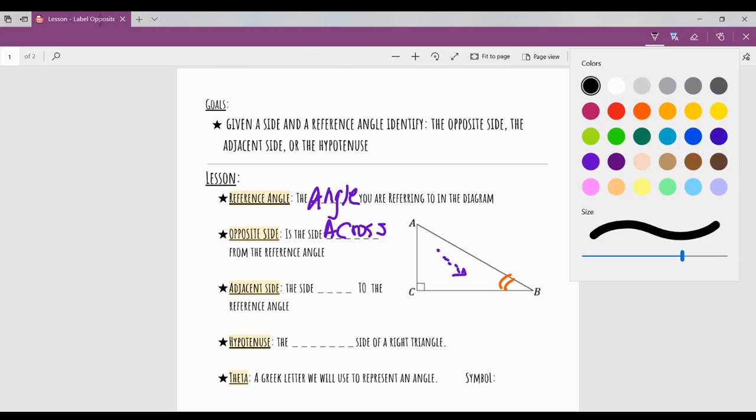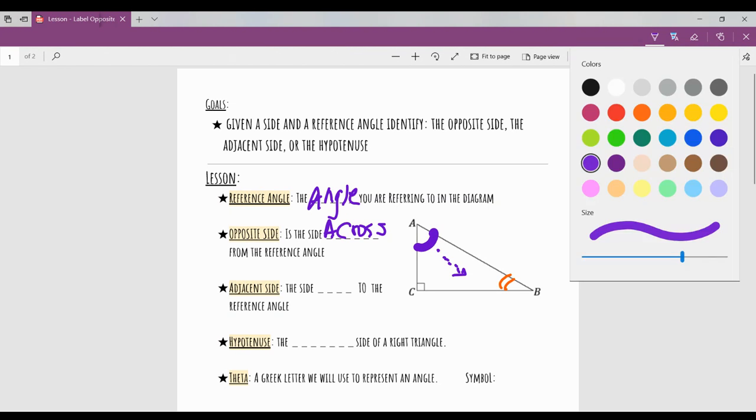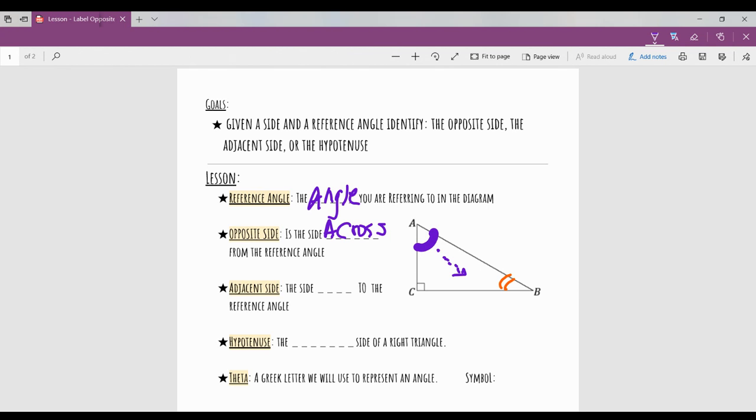Okay, so opposite means across from, and again, if we are using our reference angle as angle B, then we would have a different reference angle. We would have a different side that would be opposite, and that would be AC.